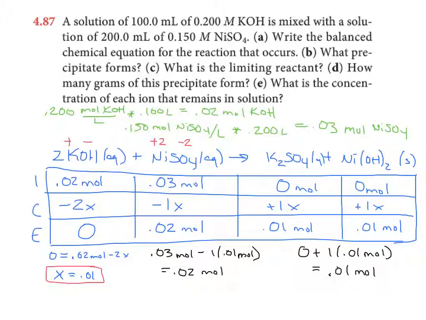So any questions on where any of those numbers are coming from? Not numbers, but what does ICE stand for? I for initial. C, I can either call change or coefficients, whatever you like better for C. And then E is E for end, yeah. Other questions? Okay. So at this point, you should have enough information to do part D and part E.